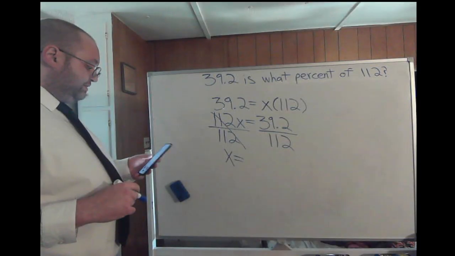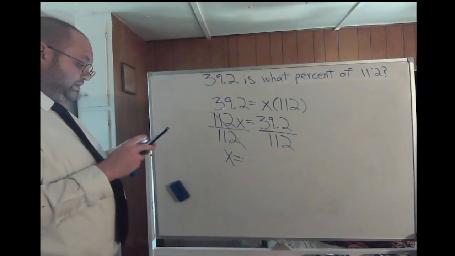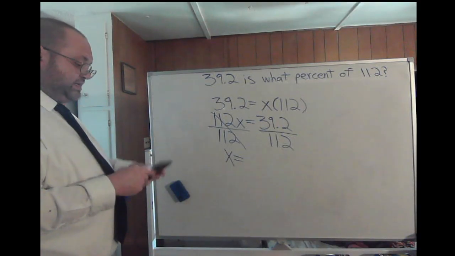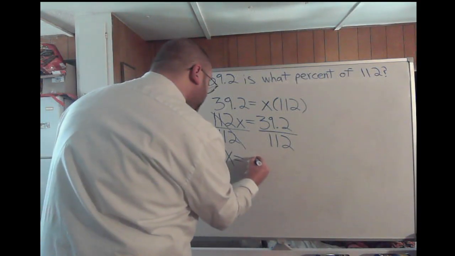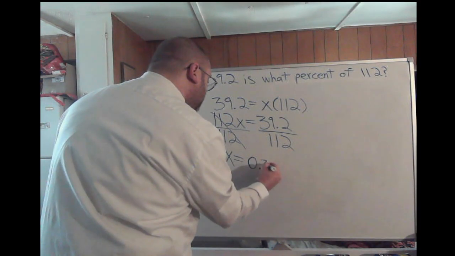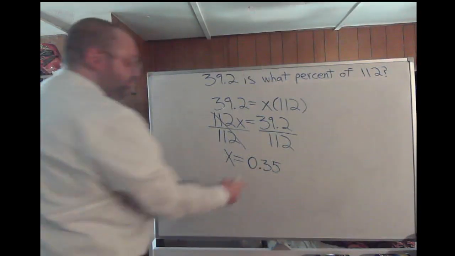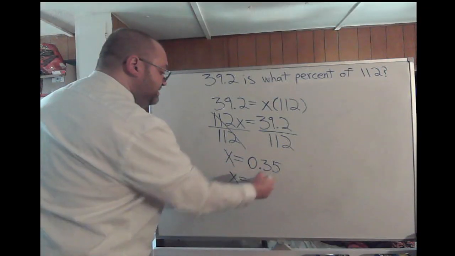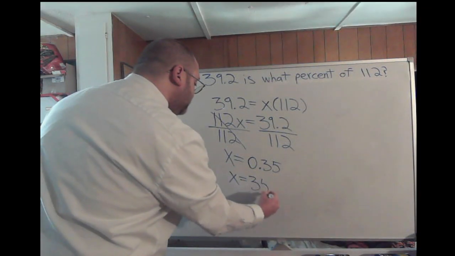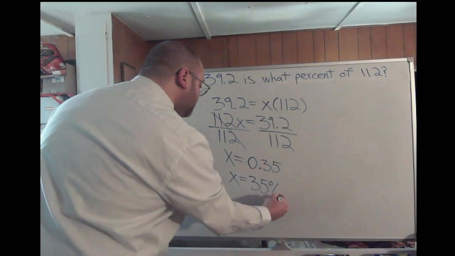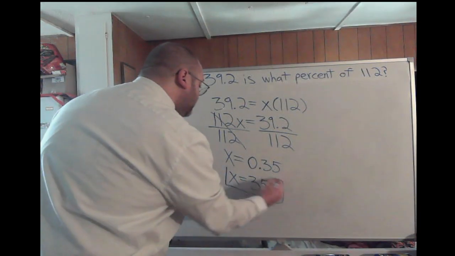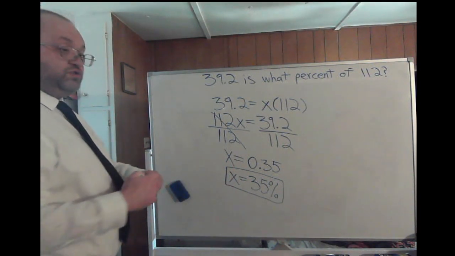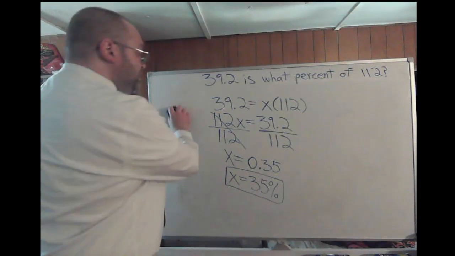Let's figure that out. 39.2 divided by 112. That's equal to 0.35. So we got it as a decimal being 0.35. The percent form of that, just move the decimal place 2 places to the right, you'll get 35%. So the answer is that 39.2 is 35% of 112. That's what you would get.